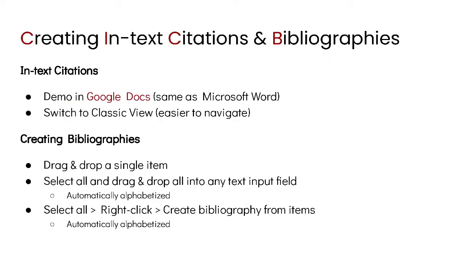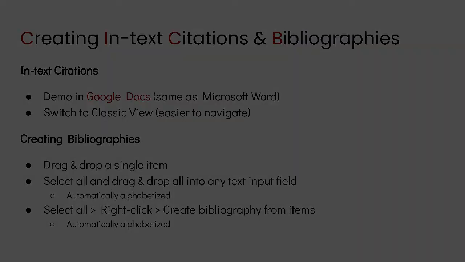So creating in-text citations and bibliographies in Google Docs is basically the same as in Microsoft Word. I'll show you how I prefer using the classic view. I find it easier to navigate, and then doing a quick drag and drop of a single item, and dragging and dropping a bunch of items into a text field, into my Google Doc, as well as generating a bibliography from the items that I'm going to cite in my Google Doc.